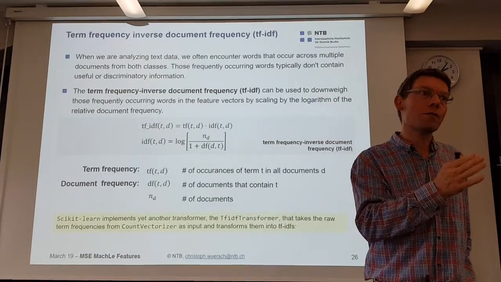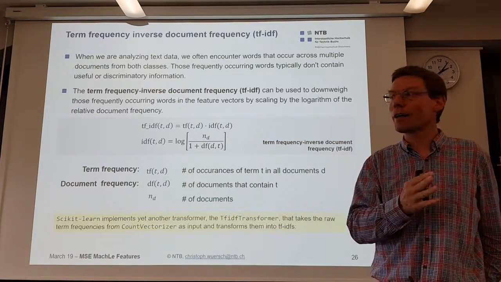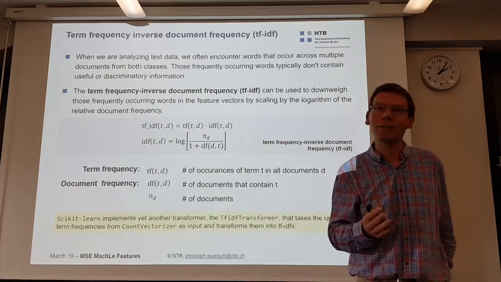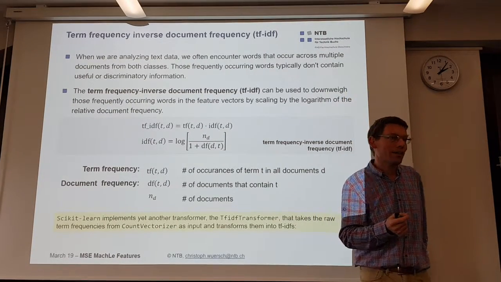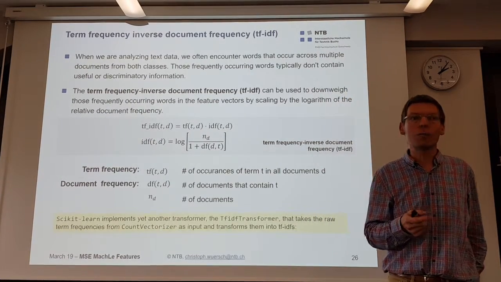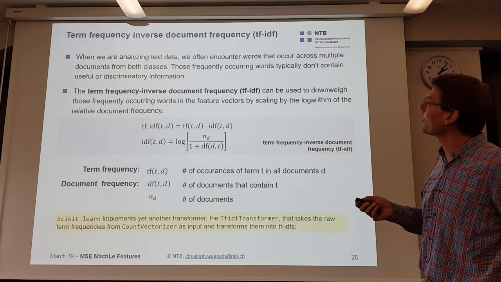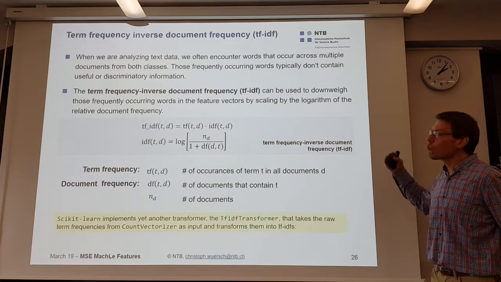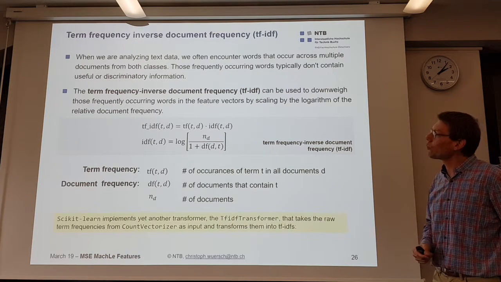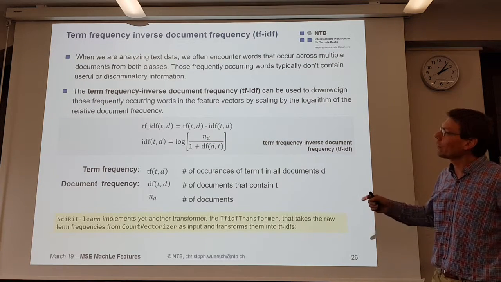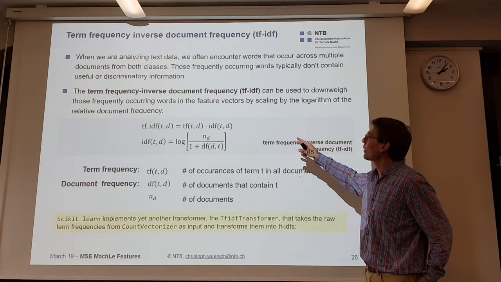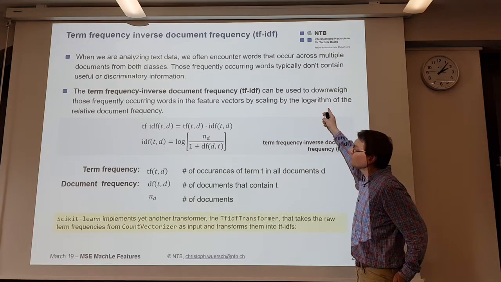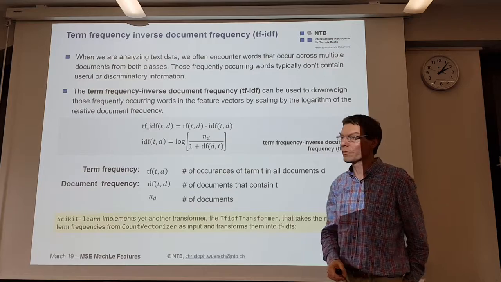I look for specific words that classify a text, that represent the content of the text. That can be achieved by term frequency inverse document frequency. It is used to downweigh, to give a lower weight to, those frequently occurring words in feature vectors by scaling by the logarithm of the relative document frequency.